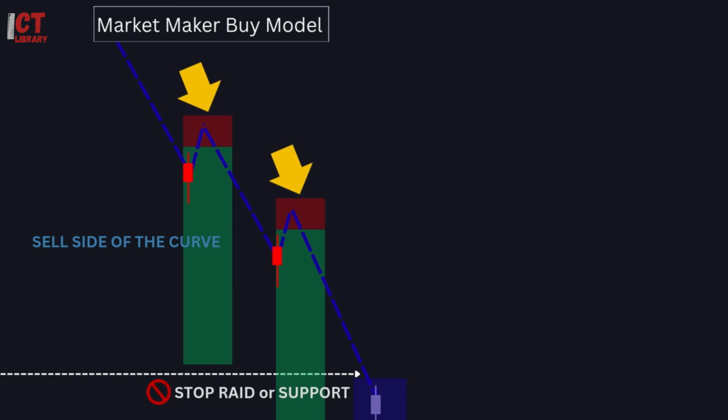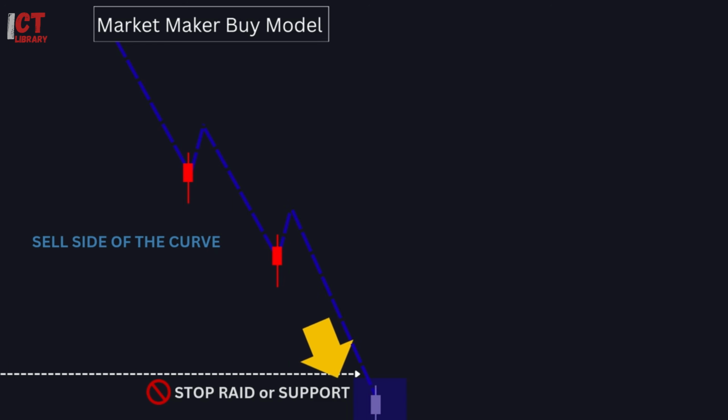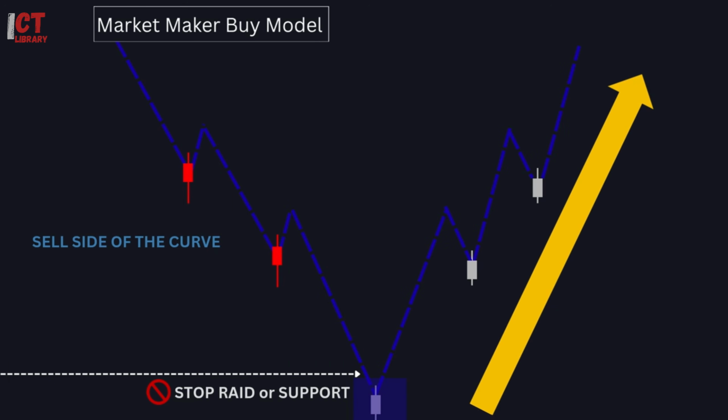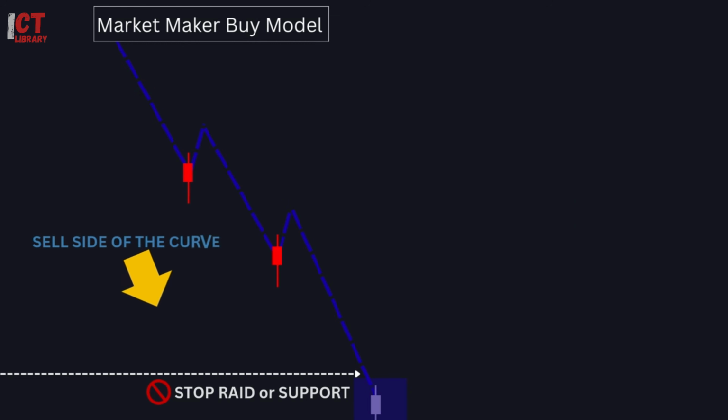But here's something extremely important to understand. If the decline has already occurred, and you only notice it after price has reached support, that is perfectly acceptable. Because at that point we begin searching for specific levels where reclaimed order blocks may appear. But before we can do that, we must understand the sell side of the curve within a market maker buy model. Look at this chart again.